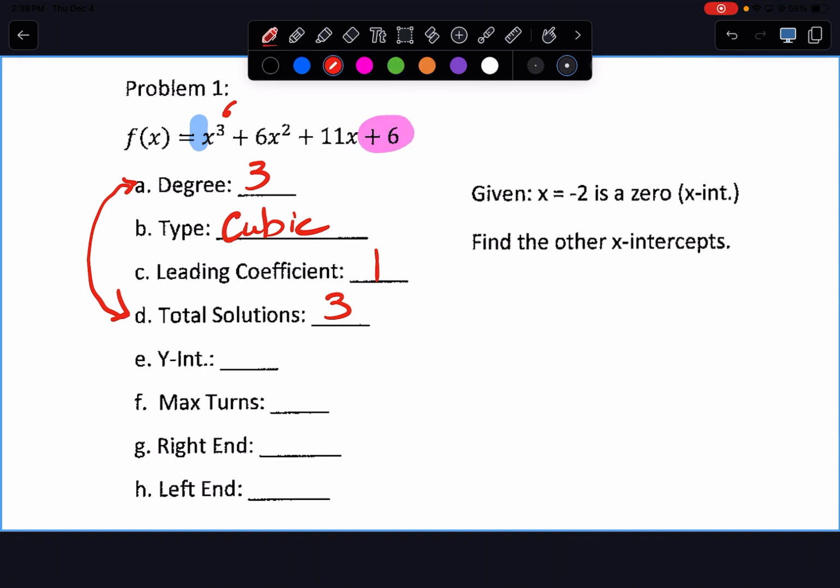Our y-intercept is the easiest one on the whole page. It's always that last value. So that's 6, positive 6. Number of terms is our degree minus 1. So it's 2.